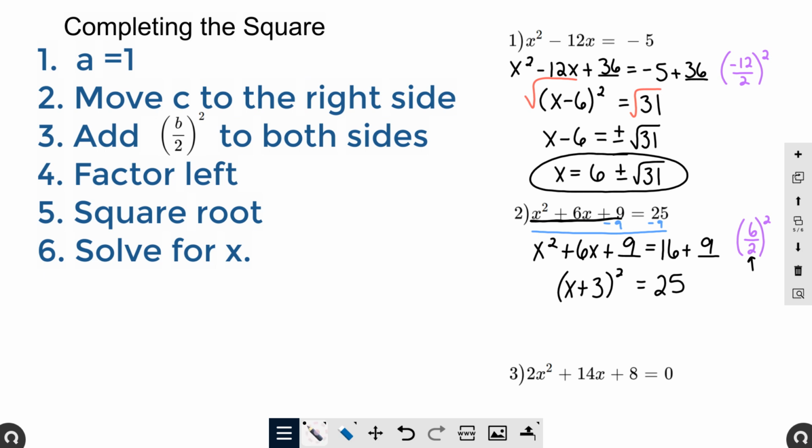We're on to step 5, which says to take the square root. So x plus 3 equals, don't forget to put plus or minus. Good. And what's the square root of 25? 5.